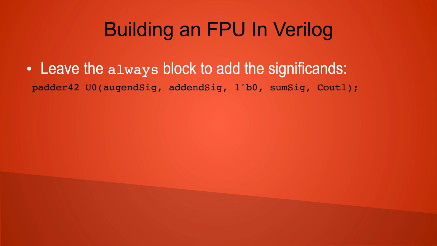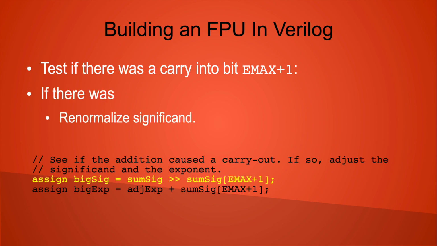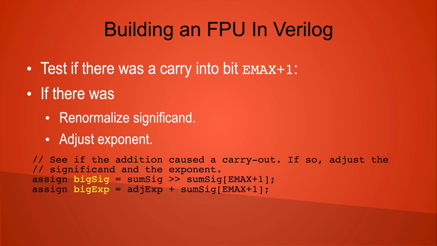This places the sum into sumsig. We test bit Emax plus 1 of sumsig to see if there was a carryout. Because we've allocated extra space for the significands, the carryout doesn't get reported by p-adder42 in the cout1 argument. If there was a carryout, we shift sumsig right 1 bit and increment sumexp to normalize the result. The updated significand and exponent values are saved into big sig and big exp respectively.